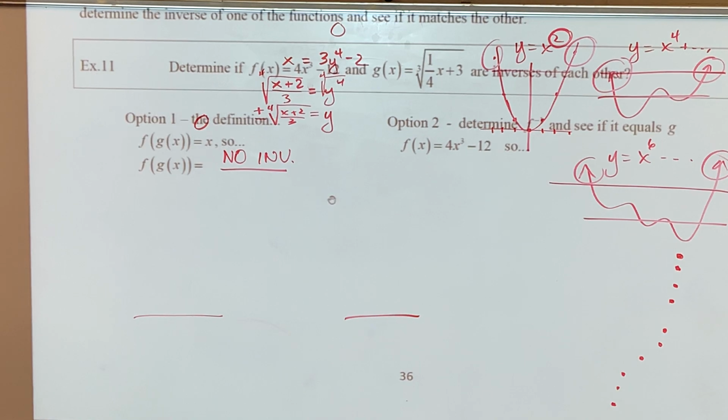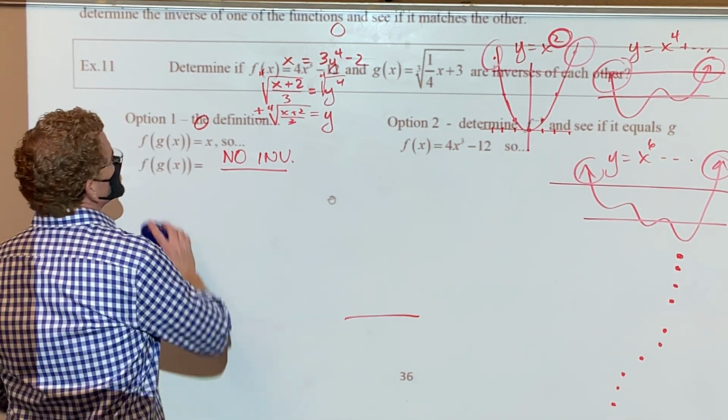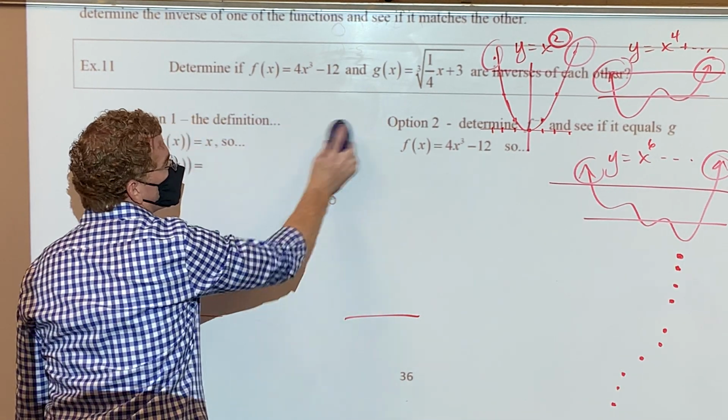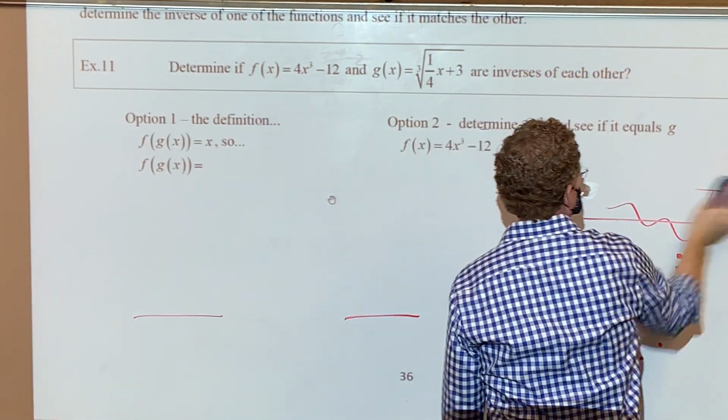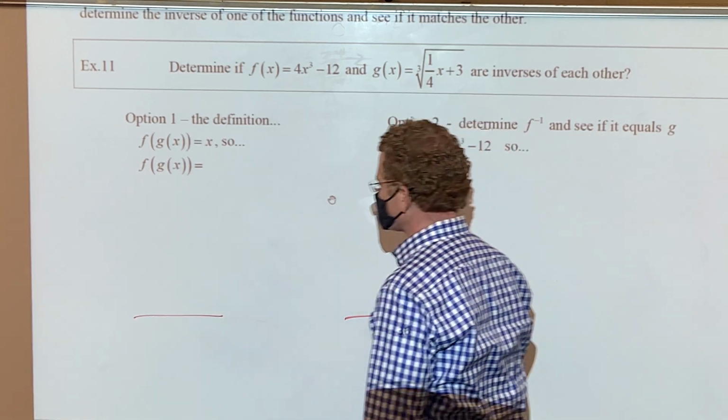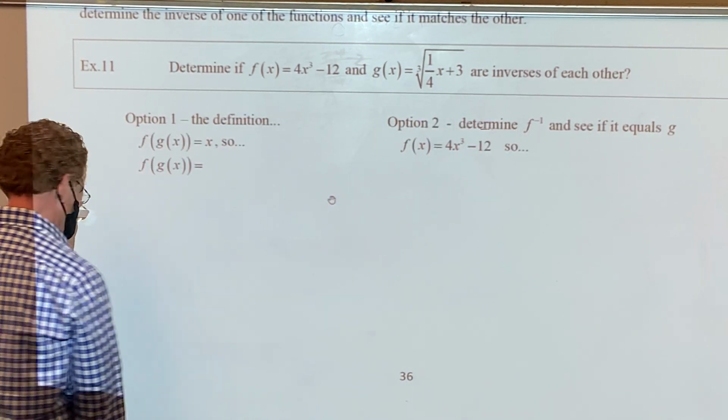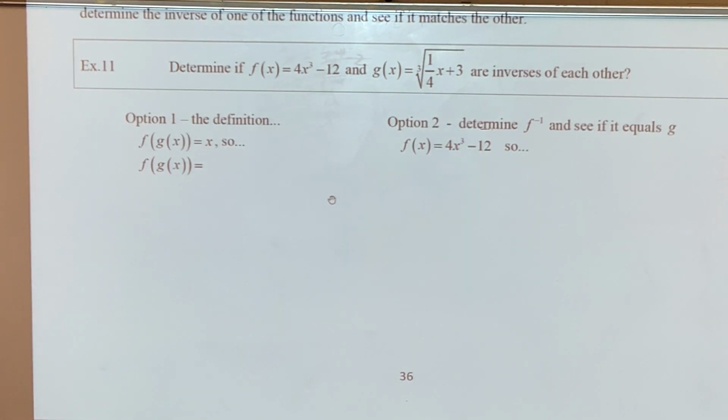Okay, now what if I asked you this? Determine if F and G are inverses. Now there are myriad ways for you to do this. So let's think. Determine if they're inverses. Somebody give me one way that pops in your head. If they're inverses, how would you prove it?